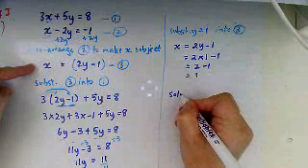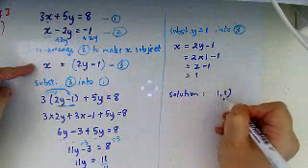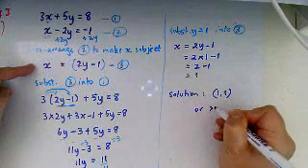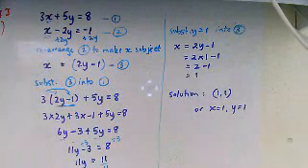So therefore we have a value for y equals 1, and a value for x. So our solution is 1, 1, or x equals 1, y equals 1.